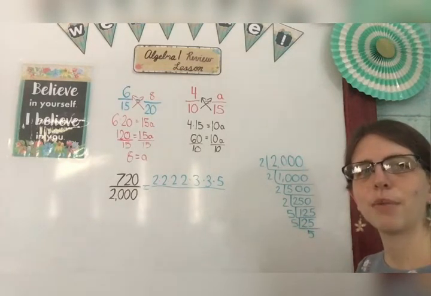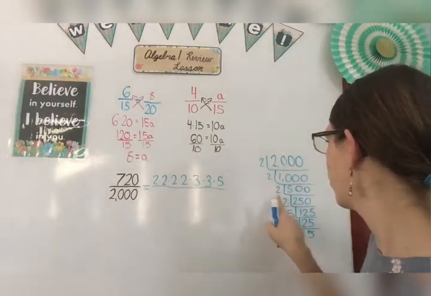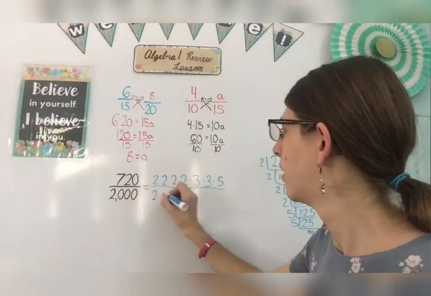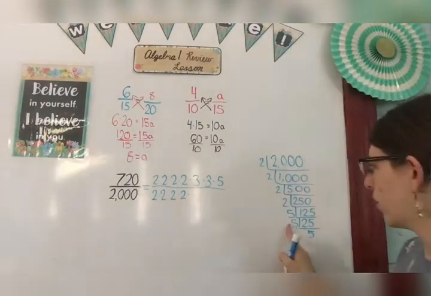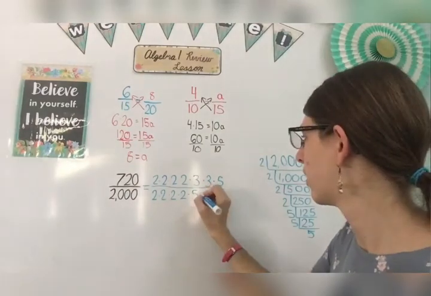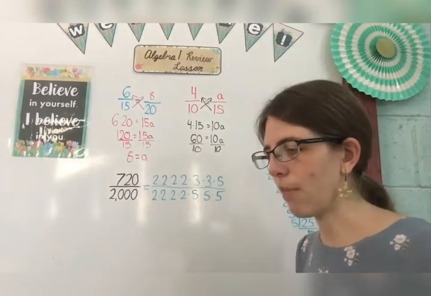Okay, so now I'm going to write out 2000 as a product of these numbers. I have 1, 2, 3, 4 2's. I have 1, 2, 3 5's. And I am all set.